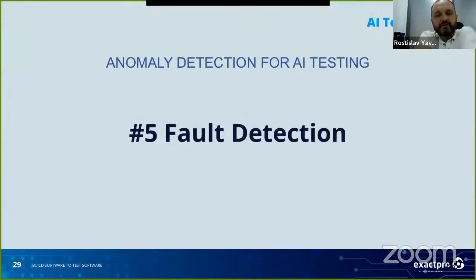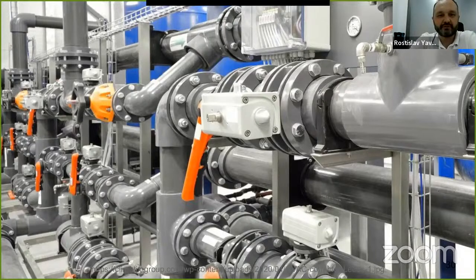Okay, and let's return back to engineering. And the last example today is about fault detection. And this picture is just to help you dive into the context.